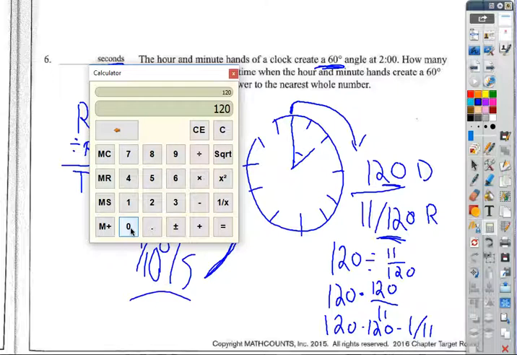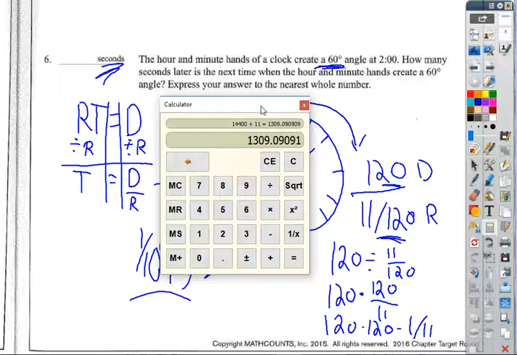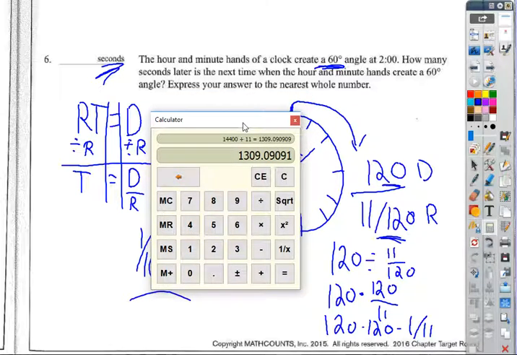So 120 times 120 is equal to 14,400. Then we divide that number by 11, which is the same as multiplying by 1 over 11. Remember, this is the number of seconds it's going to take to create that second 60-degree angle. Here it asks us to express our answer to the nearest whole number. The nearest whole number of 1309.09091 is 1309. So the answer is 1309.